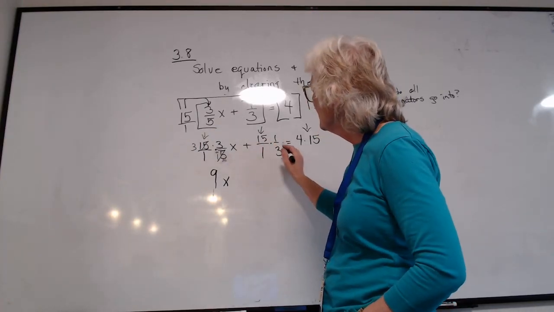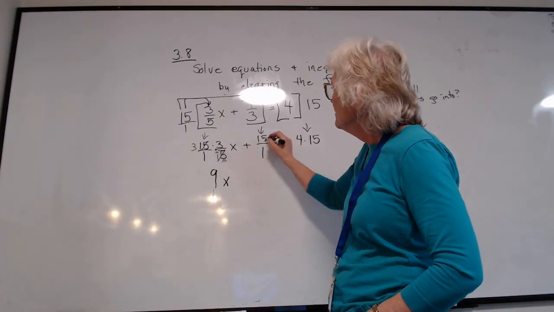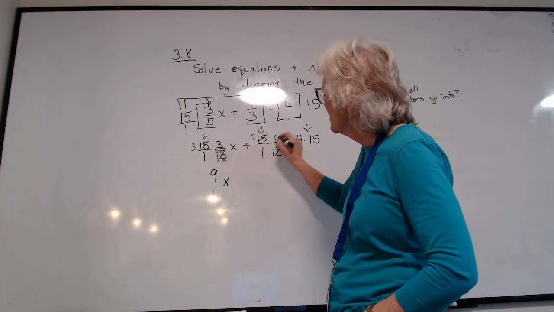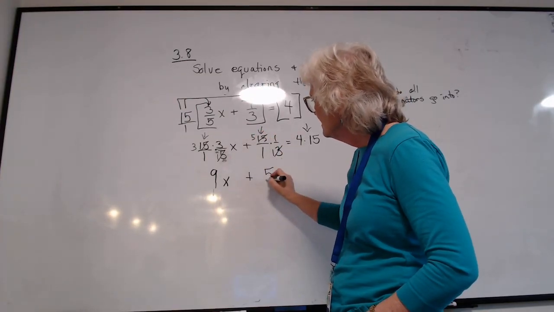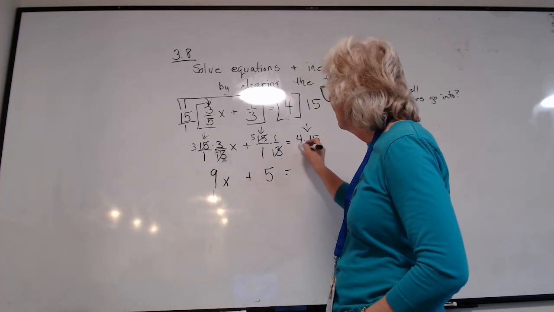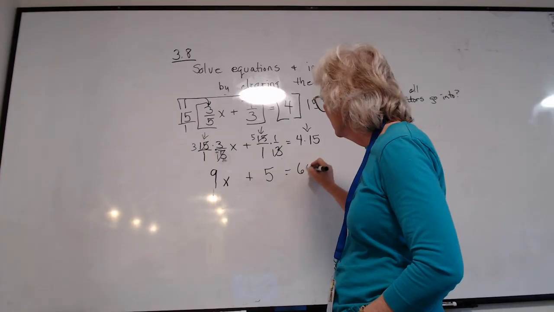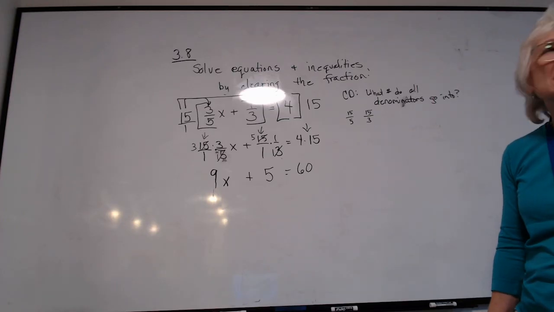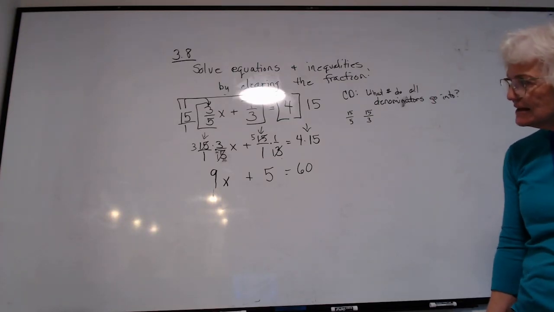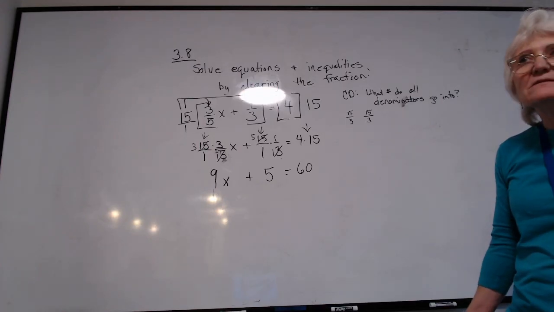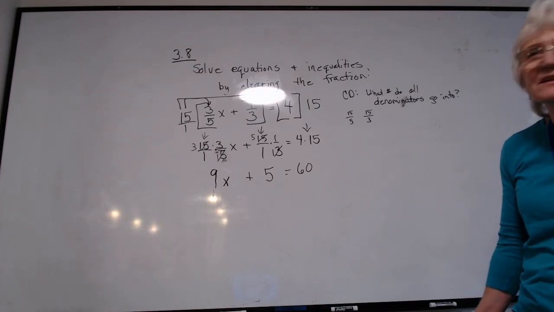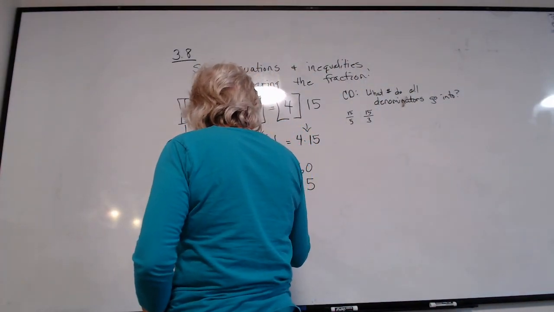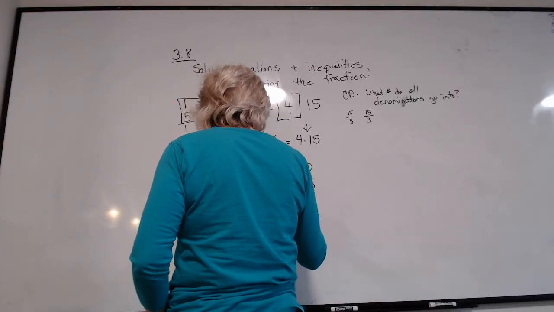Now I'm going to multiply this one, but again, we can cross cancel. 15 and 3. 3 goes in here once, 3 goes in here 5 times, so 5 times 1 is 5. Equals 4 times 15, which is 60. Now do you see that problem? It is a lot nicer because it's just like what we've been doing. We're going to solve it just like normal. So minus the 5 on both sides. So 9x is equal to 55.